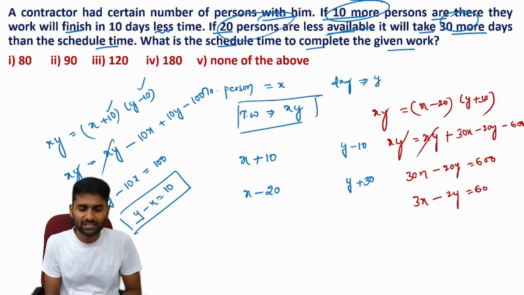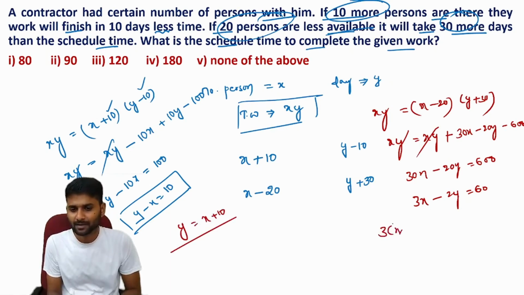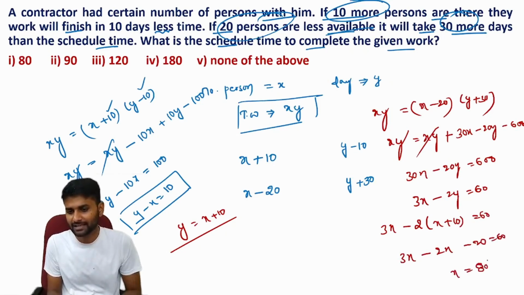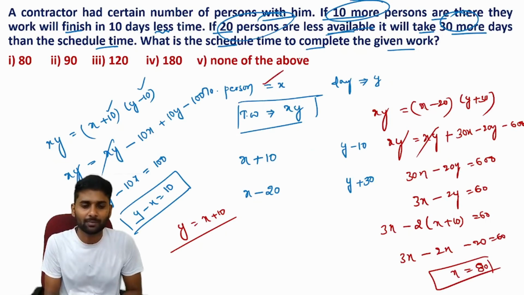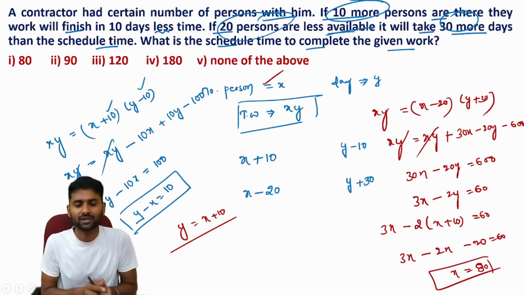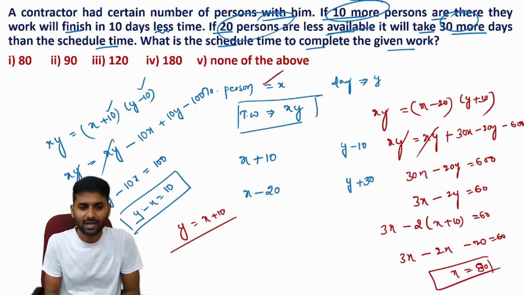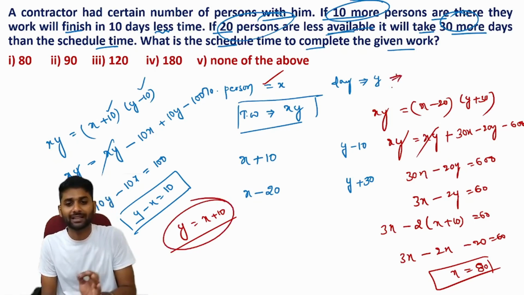Now you already know that Y minus X is equal to 10, so the Y value should be X plus 10. Just replace here. So 3X minus 2 times (X plus 10) is equal to 60. Further, 3X minus 2X minus 20 is equal to 60, then X is equal to 80. Here X is the number of persons, but the question asks for the scheduled time to complete the work. You already know that the number of days is 10 more than the number of people.